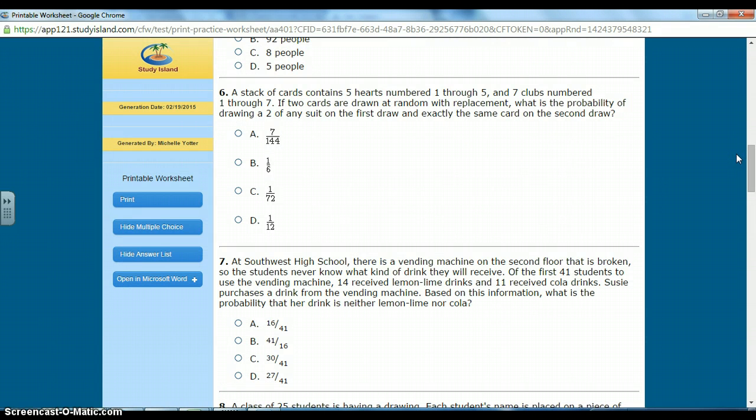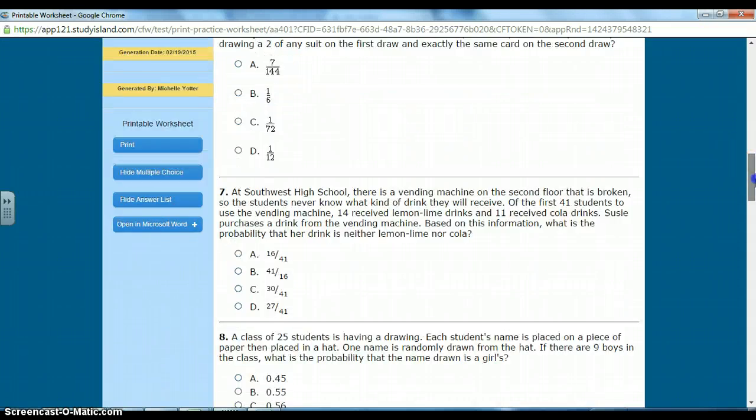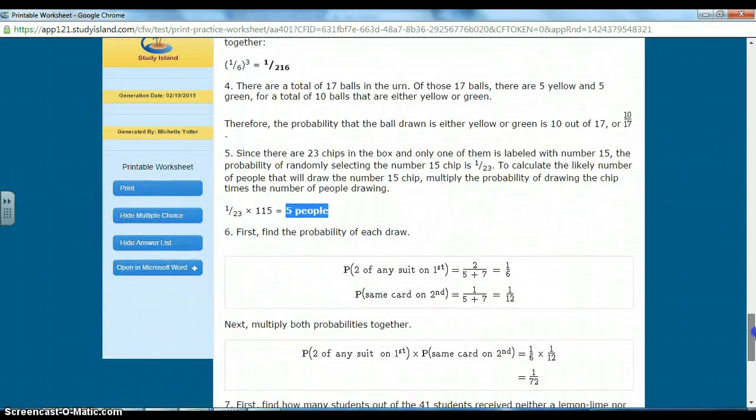Okay, the next one's a little tricky. A stack of cards contains 5 hearts numbered 1 through 5 and 7 clubs numbered 1 through 7. If 2 cards are drawn at random with replacement, what is the probability of drawing a 2 of any suit on the first draw and exactly the same card on the second draw? So the probability of drawing the 2 of any suit and then drawing the same card the second time. I think that's a good explanation down here.